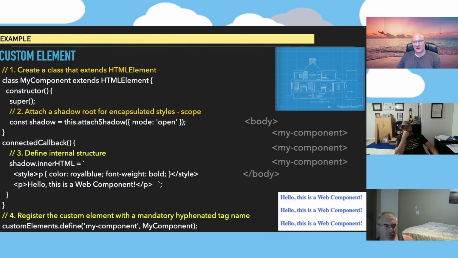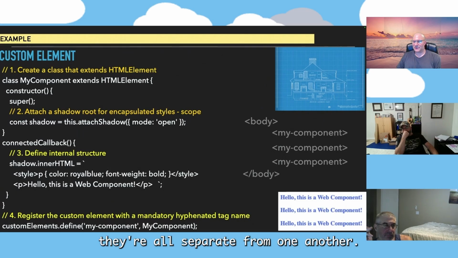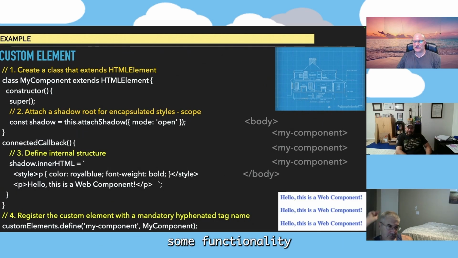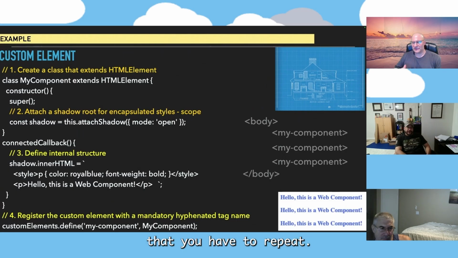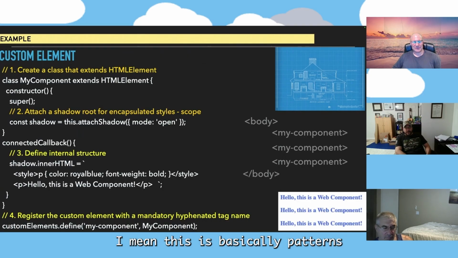Right. And then it also allows you to use many of them, and they're all separate from one another. So you could have some doing some functionality or some activity and others doing other activities. And then it takes away a lot of the boilerplate code, which is code that you have to repeat. The object of programming is to do it once and not repeat yourself. So this is basically patterns for programming in JavaScript to create these custom elements.